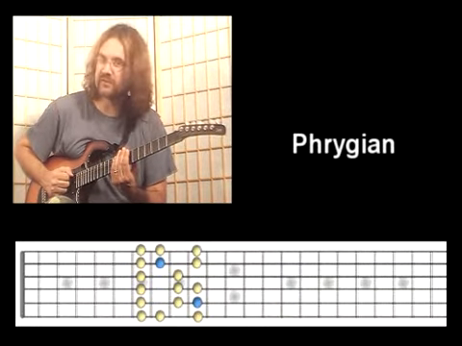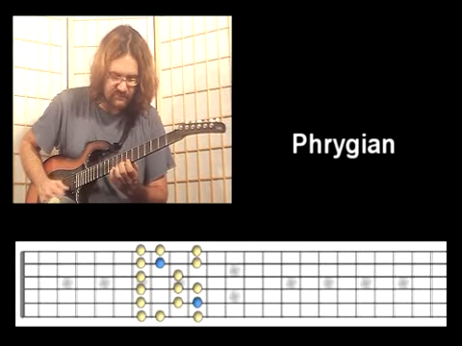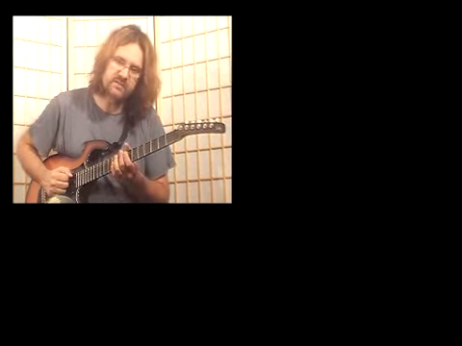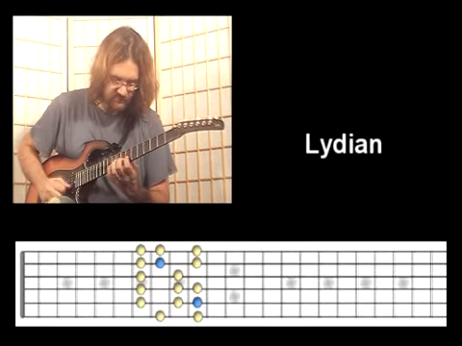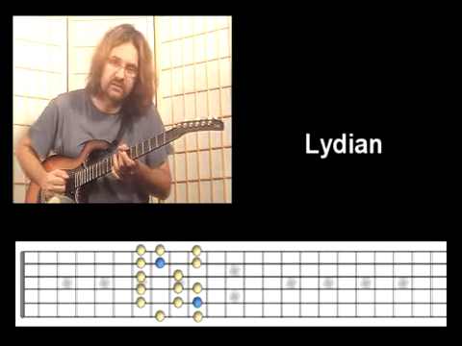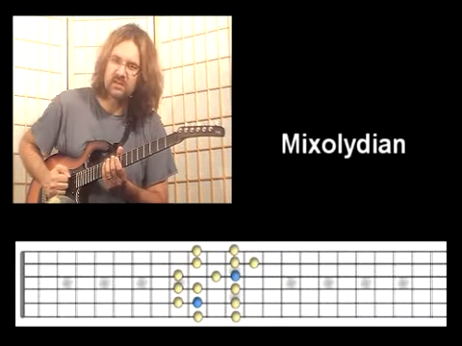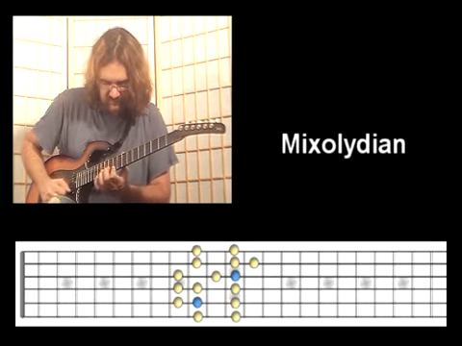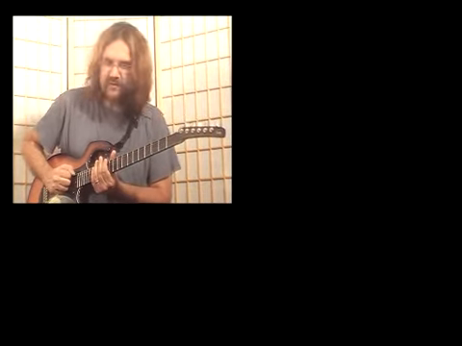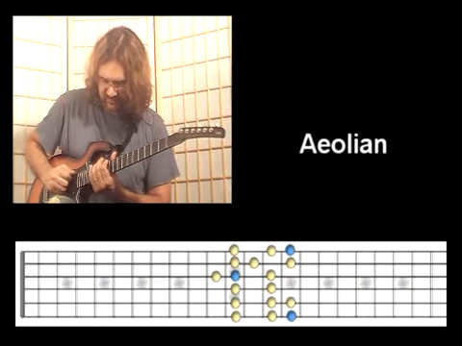The 3rd position, also known as the Phrygian mode, here is how it sounds. Moving on to the 4th position, the Lydian mode, here it is. It's very close to the Phrygian mode, actually. And then the next position, the 5th position, is the Mixolydian mode, and here it is. Moving on to the 6th position, the Aeolian mode, also known as the natural minor scale. Here it is.